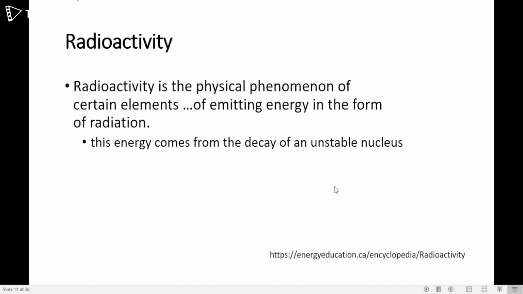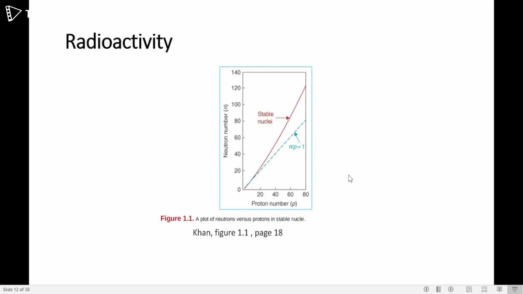So what is radioactivity? Radioactivity is the physical phenomenon of certain elements emitting energy in the form of radiation. This energy comes from the decay of an unstable nucleus. So let's take a look at this plot here. The x-axis shows the proton number, the y-axis the number of neutrons. And let's take a close look at this red curve here.